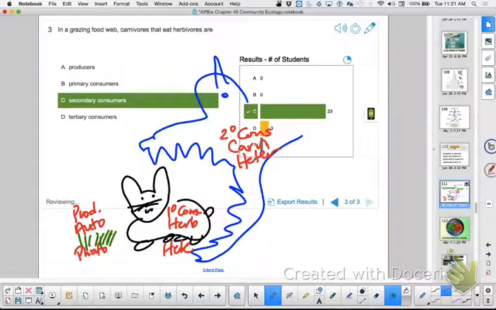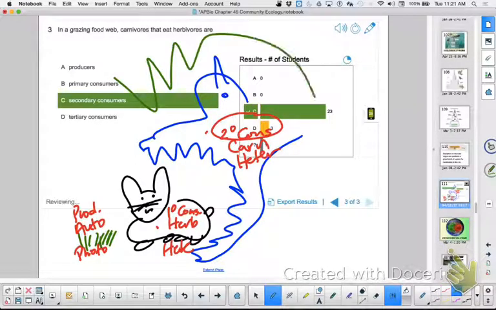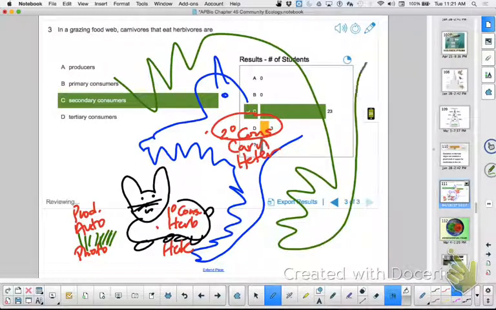In a grazing food web, carnivores, this guy, who eat herbivores, this guy, are secondary consumers. Somebody put tertiary consumers, and that would be this guy. It's a T-Rex, it's just a mouth. Check with your bio buddy. Do you understand? Clarify your question.